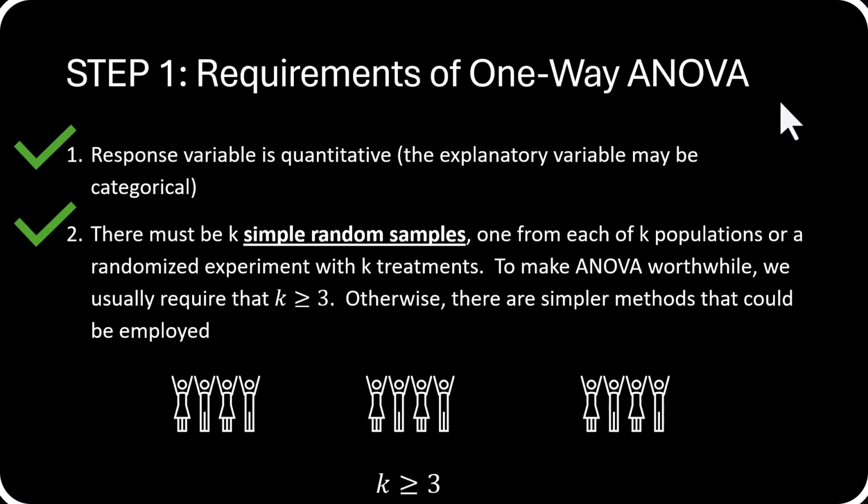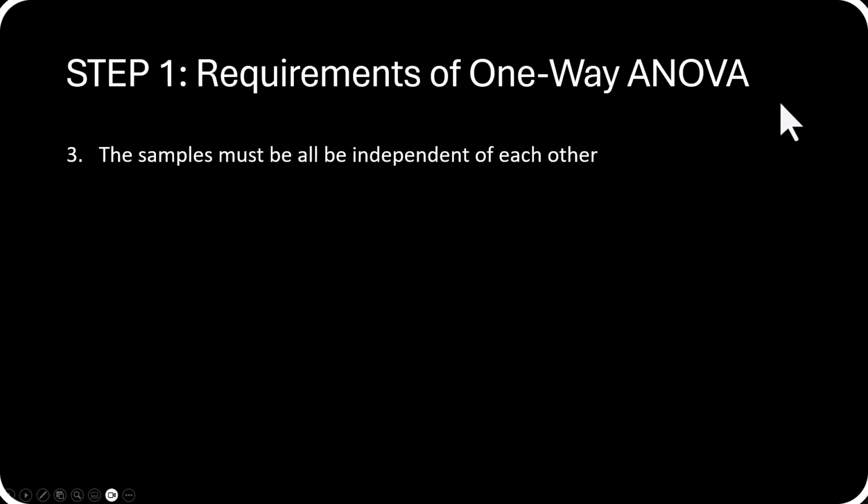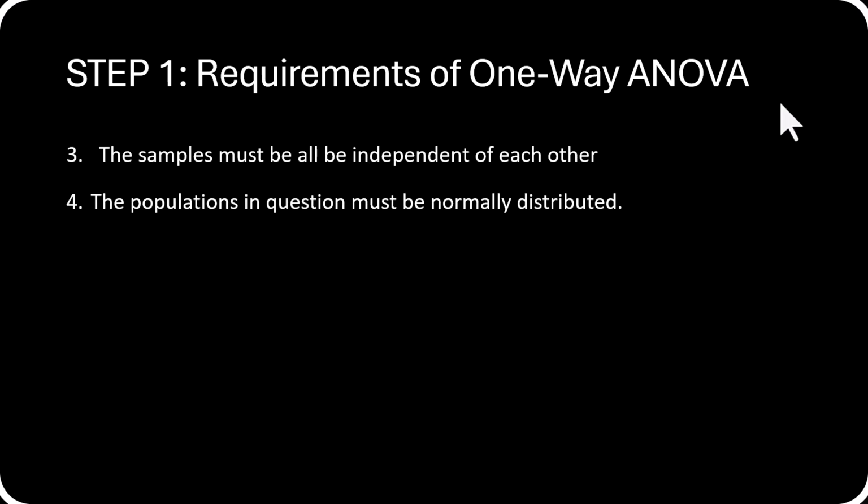So what are our other requirements? Some other requirements are that all the samples have to be independent of each other, and that the populations in question must be normally distributed. Again, we're going to assume that these samples are independent. It makes sense that each student's grade would be independent of the rest, and also that the populations are normally distributed, and that was stated in the problem statement, that we will make that assumption.